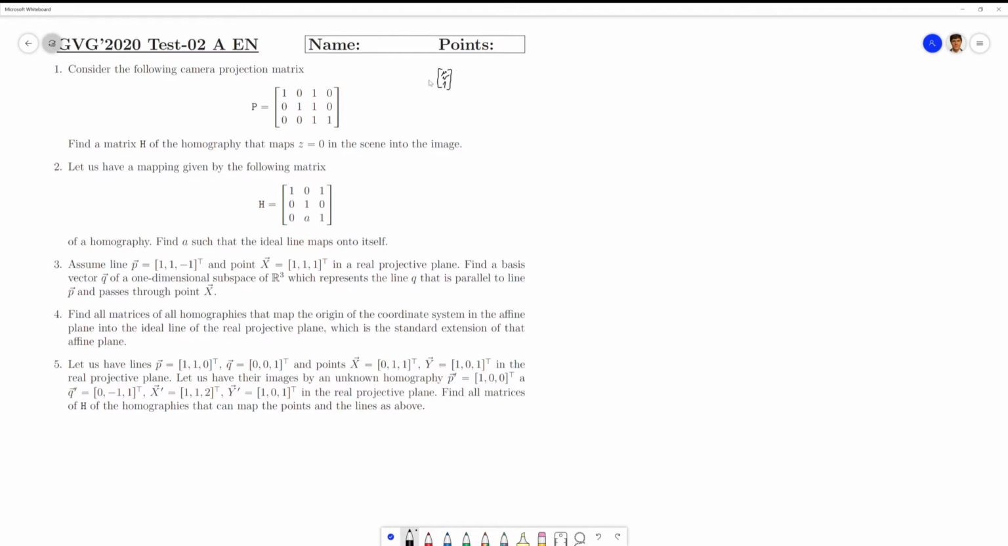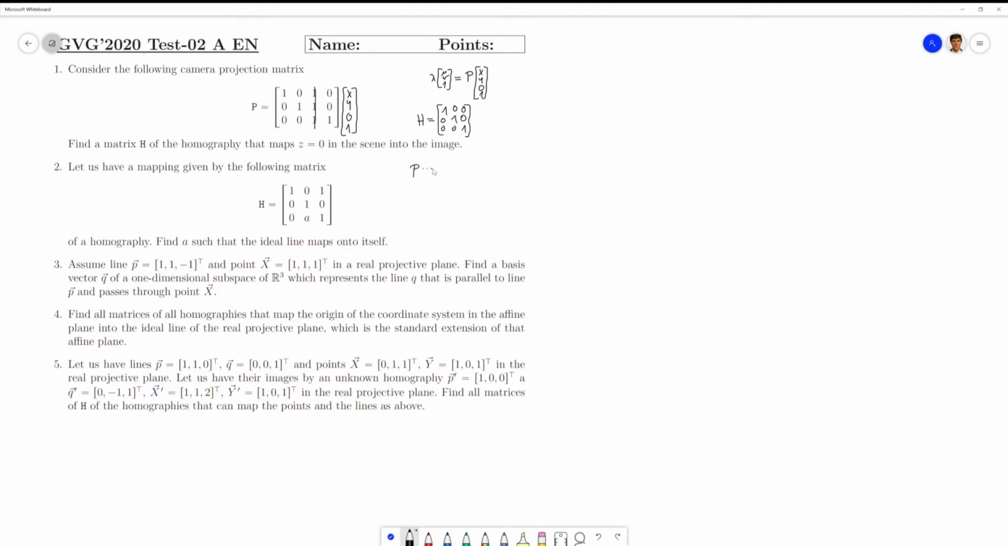In the first task, we should find a homography matrix out of a projection matrix such that the three-dimensional points on the plane with z equals 0 are mapped into the images. We can see that the regular matrix H, which does the same transformation as P for points on the plane z equals 0, is P without the third column. So H is the identity matrix.